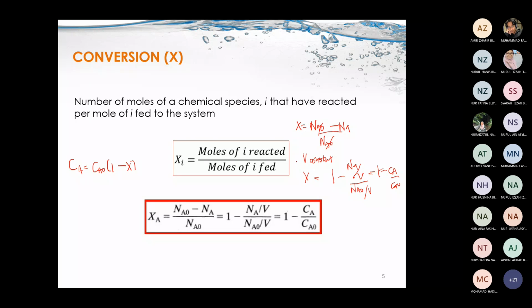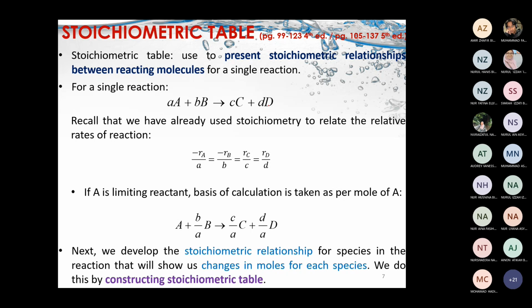Okay, so clear. Now we move into the stoichiometric table. Just now was just to recall the definition of conversion. The stoichiometric table is used to present the stoichiometric relationship between reacting molecules for single reactions. So this stoichiometric table can only represent a single reaction only. You cannot have multiple steps, multiple reactions.